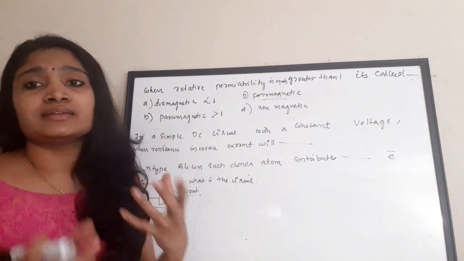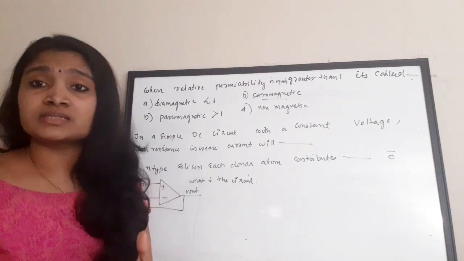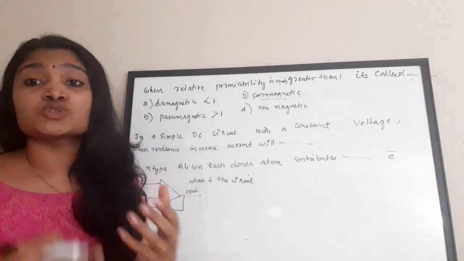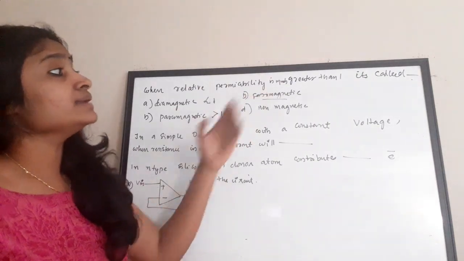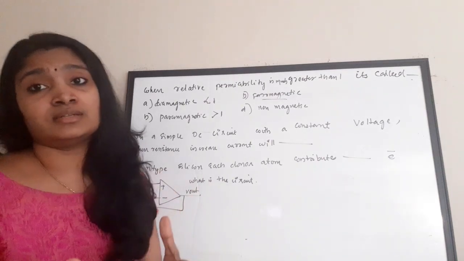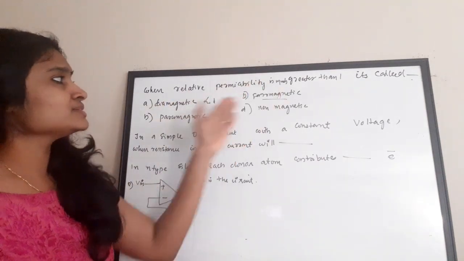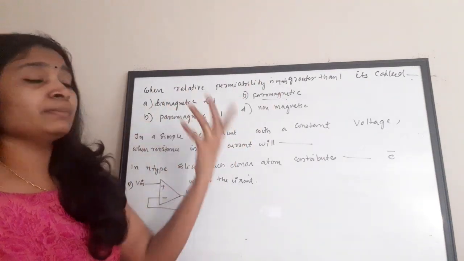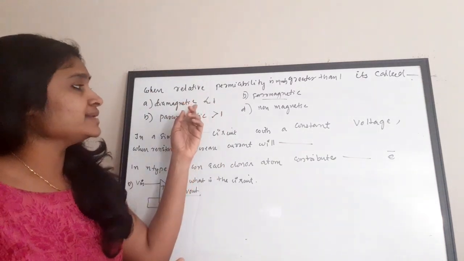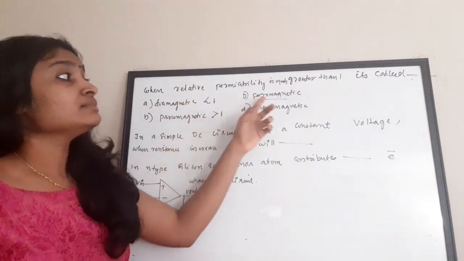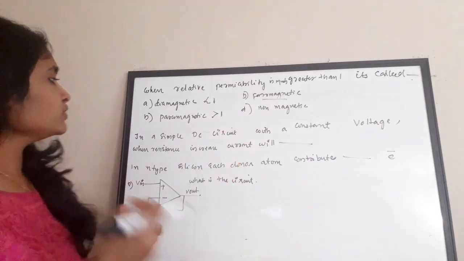They have only weak magnetization, whereas in the case of ferromagnetic material, they have high magnetization or spontaneous magnetization, and its relative permeability is much greater than 1. So these are the 3 types of materials, and this is how their permeability varies. This is slightly less than 1, this is slightly greater than 1, this is much greater than 1. Moving on to the next question.